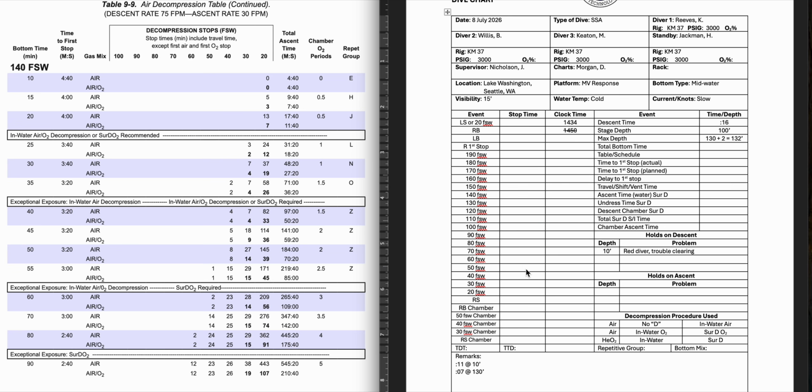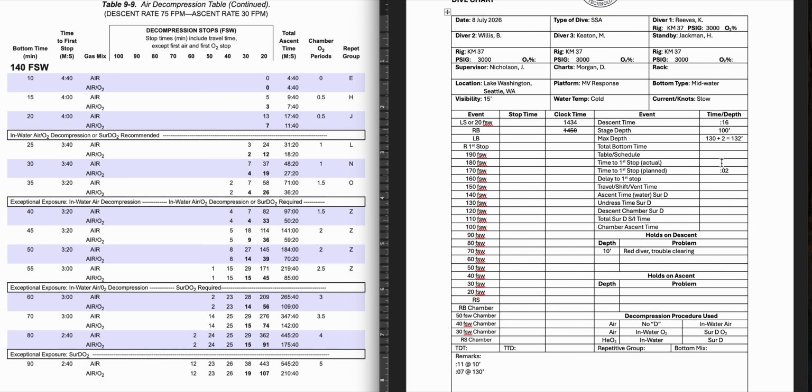So here's how we're going to chart this. We're going to plan to go from 100 feet to 40 feet, which means we're going to subtract 100 minus 40. That gives us 60 feet. That will be our distance to first stop. So 60 feet at 30 feet per minute gives us a planned travel time of exactly 2 minutes.